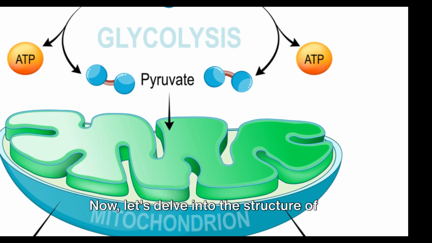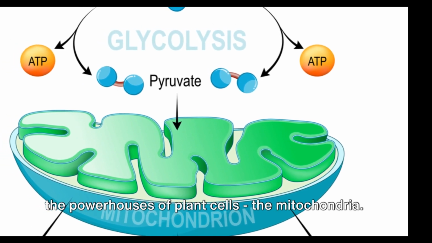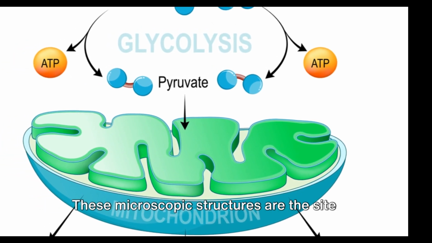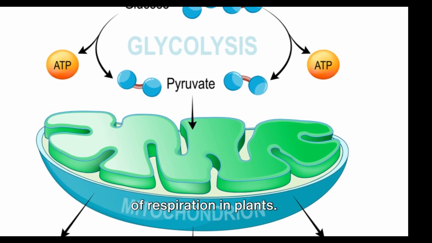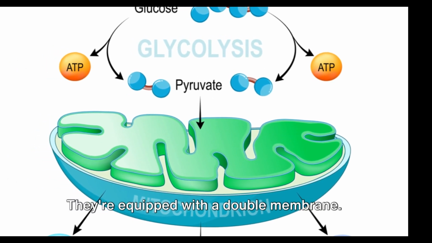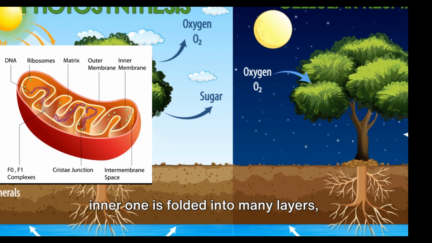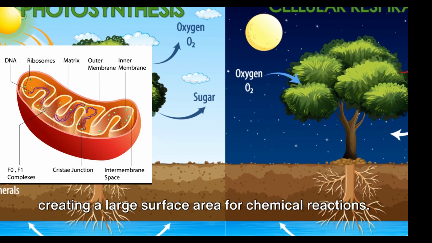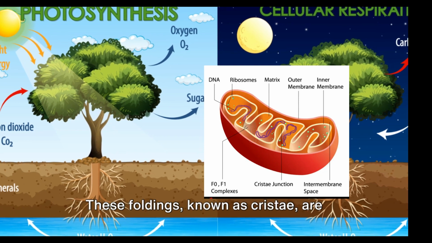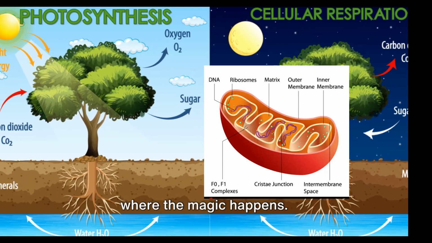Now let's delve into the structure of the powerhouses of plant cells, the mitochondria. These microscopic structures are the site of respiration in plants. They're equipped with a double membrane. The outer membrane is smooth, while the inner one is folded into many layers, creating a large surface area for chemical reactions. These foldings, known as cristae, are where the magic happens.